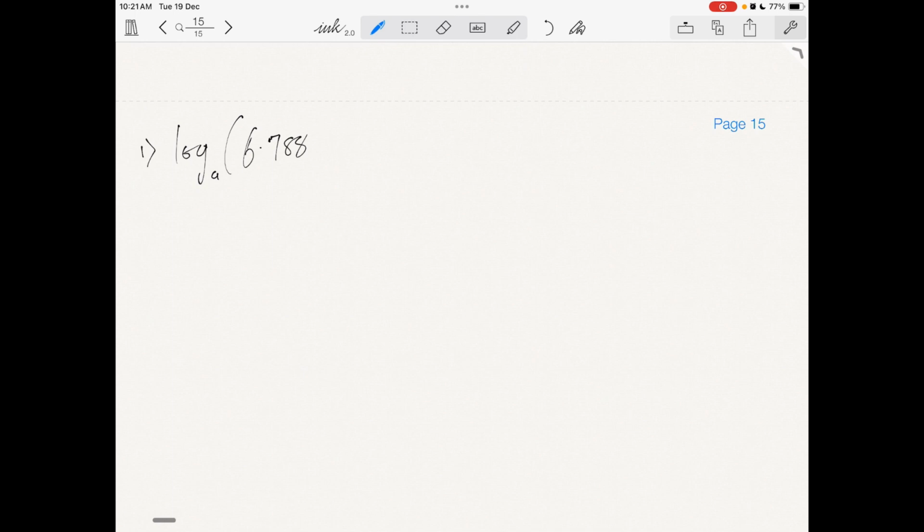6.788 multiplied by 1.043. So definitely we apply the law of logarithm here. We are splitting both ends so that each will have their individual log. So this will give me log to base a of 6.788, and since this is multiplication, it will be addition to log of 1.043 to base a.